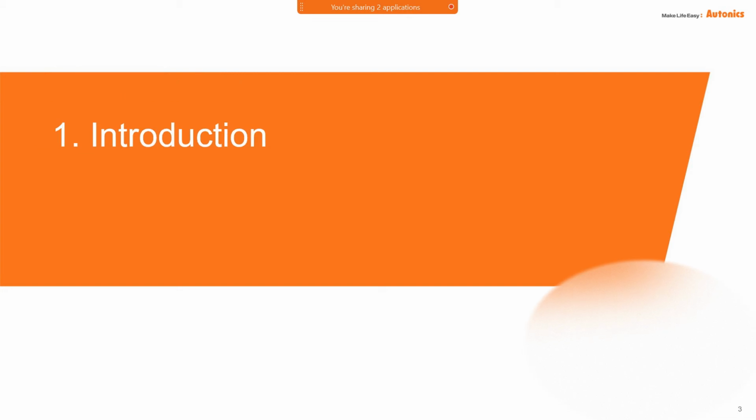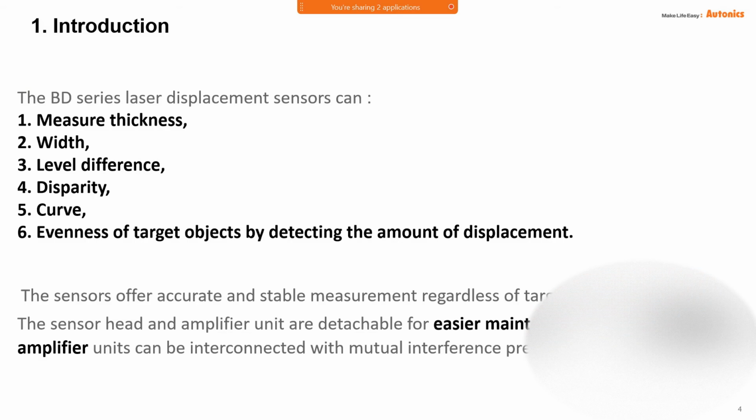We start with the first chapter, which is the introduction. The BD series is a laser displacement sensor that can measure thickness, width, level difference, disparity, curve, and evenness of the target object by detecting the amount of displacement. The sensor offers accurate and stable measurement regardless of target color or material. The sensor head and amplifier unit are detachable for easy maintenance, and you can connect up to X sensor amplifiers. Units can be interconnected with the mutual interference prevention function.